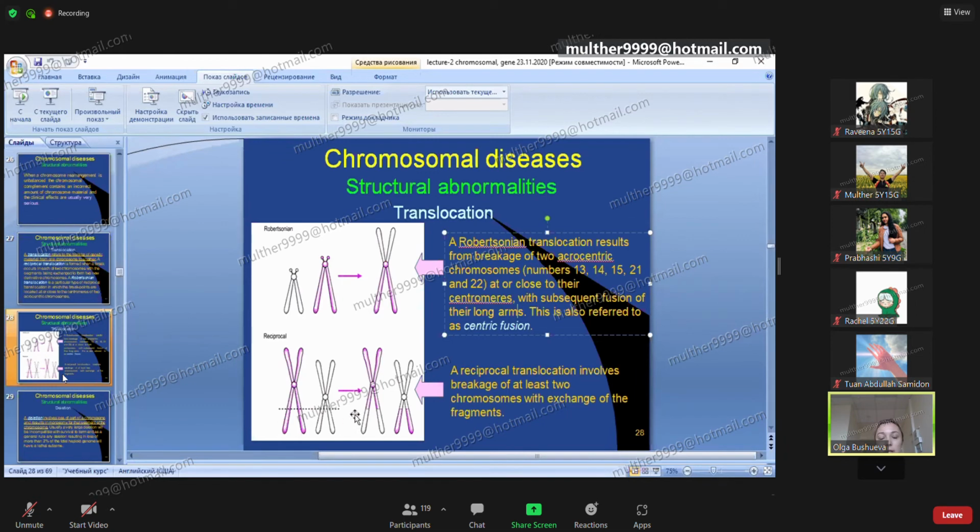Here in the other picture, you can see an example of reciprocal translocation. This translocation involves breakage of at least 2 chromosomes with exchange of the fragments. So a fragment from chromosome A is transferred to chromosome B, and a fragment from chromosome B will transfer to chromosome A.